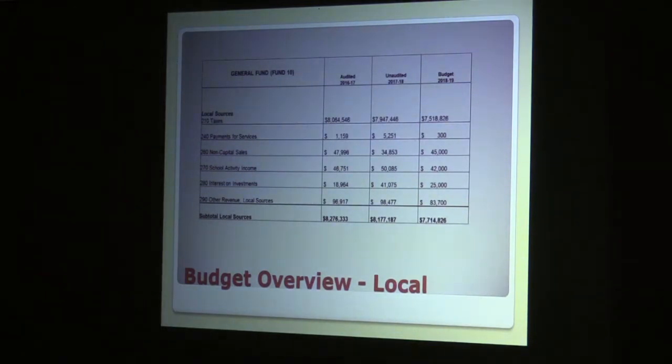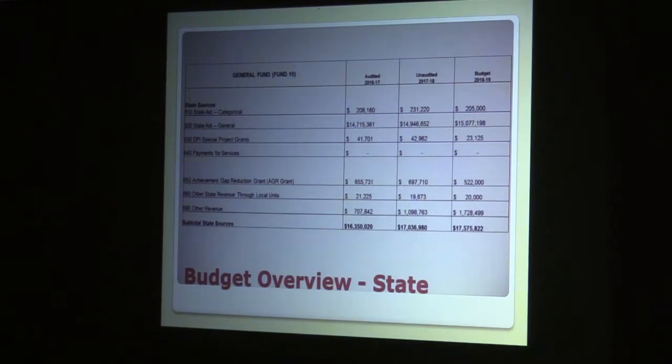On a local level, now these are coming right out of the budget book. I've blown it up a little bit. You're going to look at our revenues. The only thing you need to know at the local level, we've got some student fees. We've got sale of a construction house. We have local taxes of $7.5 million.